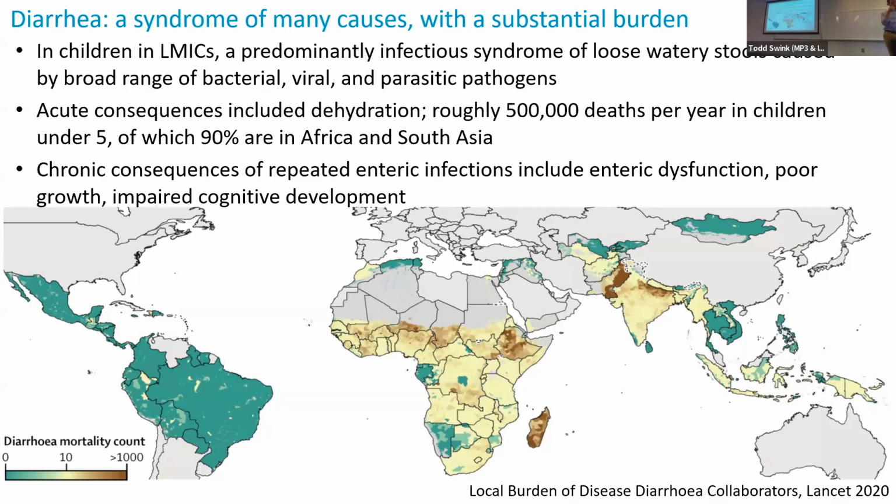There are acute consequences of enteric infections and loose watery stools, namely dehydration and death. And there's still an estimated roughly 500,000 deaths per year, and it's almost all in sub-Saharan Africa and South Asia. There are also longer term consequences of enteric infections.